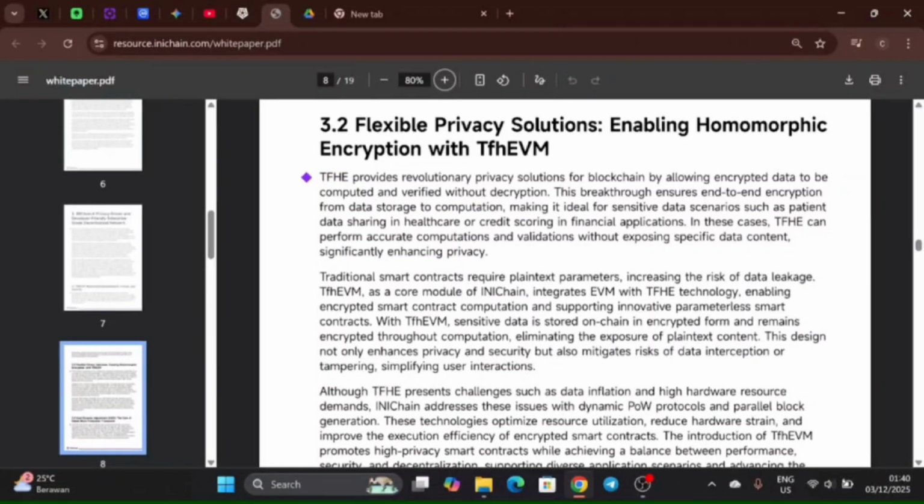This design not only enhances privacy and security, but also mitigates the risk of data interception and tampering, simplifying user interaction. It's very interesting. The design of the mechanism of this blockchain not only enhances the privacy and security, but also mitigates the risk of data interception and tampering, and simplifies user interaction. It's really interesting.